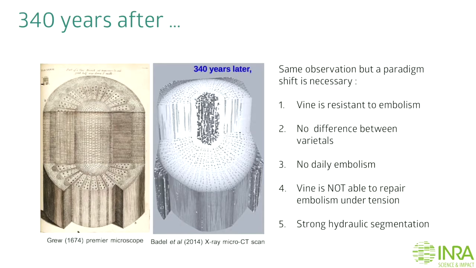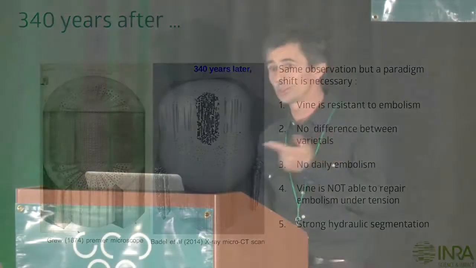Here, that was just a simple drawing. Here, it's an X-ray picture. But I think we get 5 take-home from Sylvain's work. First, vine is very resistant to embolism. There is no differences in terms of susceptibility to cavitation across varietals. There is no daily embolism. Vine is not able to repair embolism under tension. And there is a strong hydraulic segmentation that explains to us why we need to look at the whole plant as opposed to the leaf.